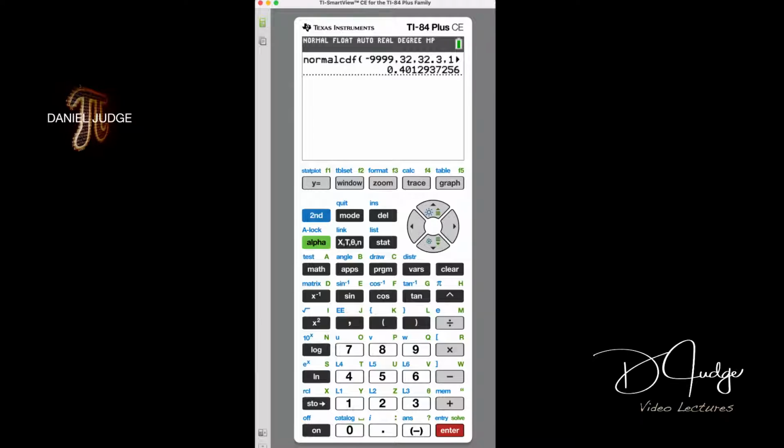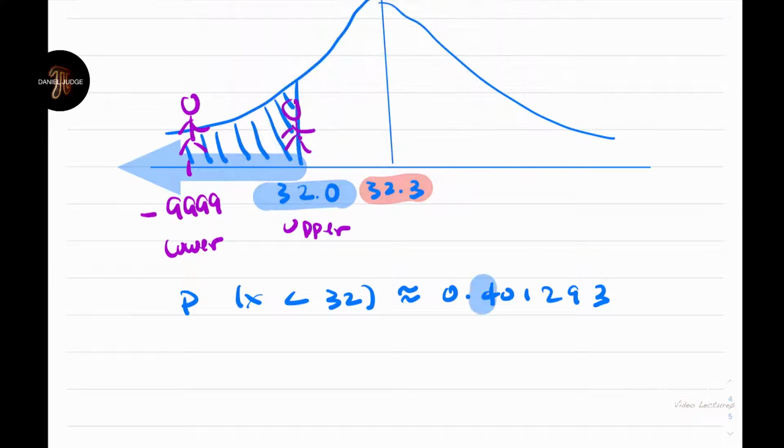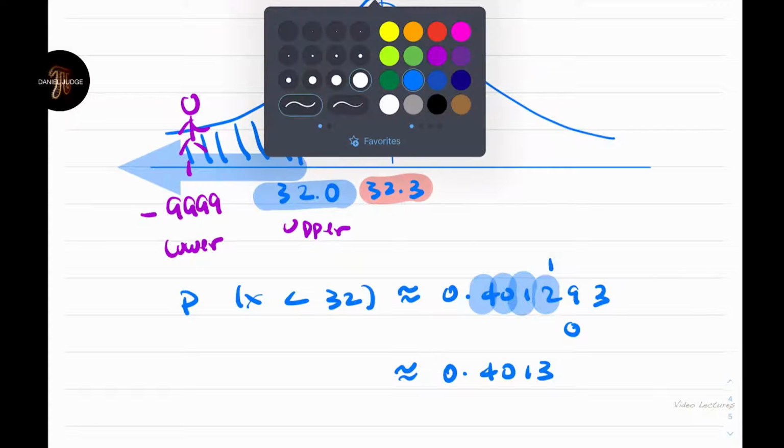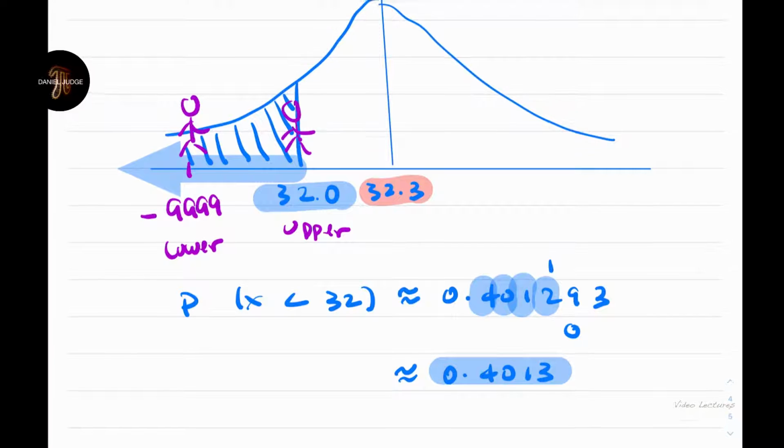Okay. This is approximately, ladies and gentlemen, let's see what we have here. To the nearest ten thousandth, let's write 0.401293. Let's take a look at this. Tenths, hundredths, thousandths, ten thousandths. The digit to the right is a 9 here. Add 1. So this is approximately 0.4013. And again, here is our answer as a probability. And I think they wanted to know probability.